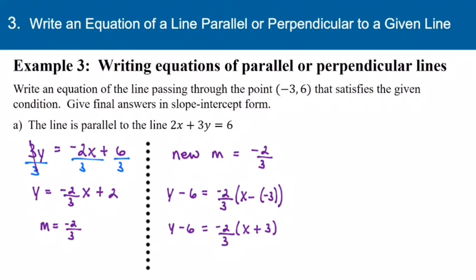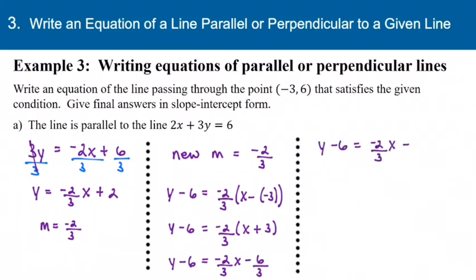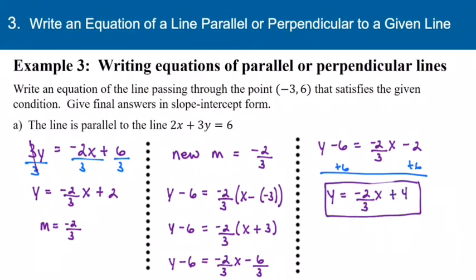So we'll start by distributing the -2/3. That's going to give us y minus 6 equals -2/3 x minus 6/3. So -2 times 3 was -6, and then 3 times 1 was 3. Of course, right off the bat, you see that 6/3 reduces to 2. So let's go ahead and do that. And now let's just add 6 to both sides. And we have y equals -2/3 x plus 4. And that is the slope-intercept form of a line that is parallel to this line and goes through this point.